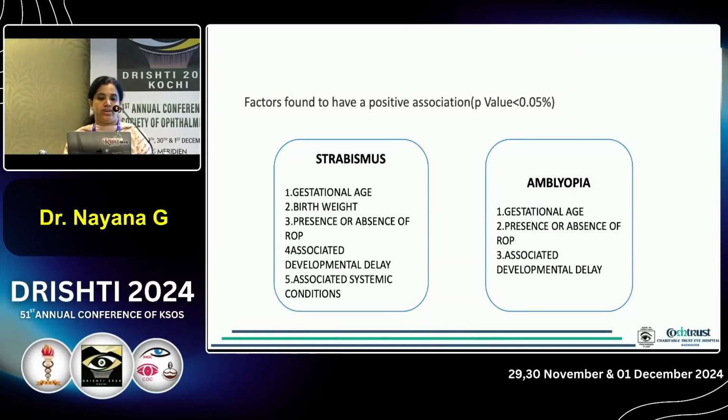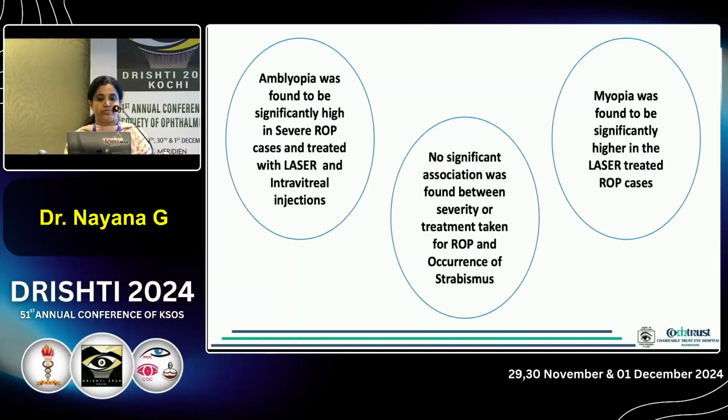The development of strabismus had a positive correlation, with a p-value of less than 0.05, with gestational age, birth weight, the presence or absence of ROP, the associated developmental delay, and associated systemic conditions.